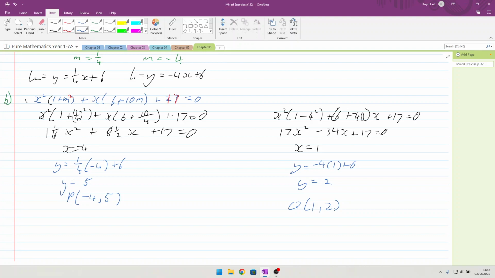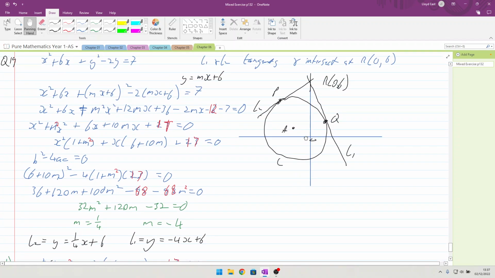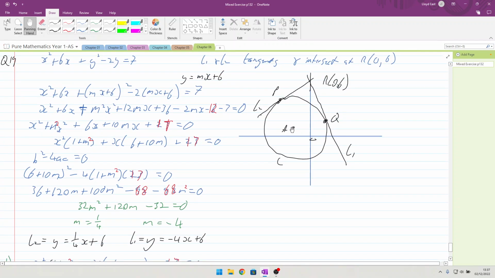Okay. Find the area of the quadrilateral APRQ. Let's have a little look at what that is. APRQ. So we have something like that.